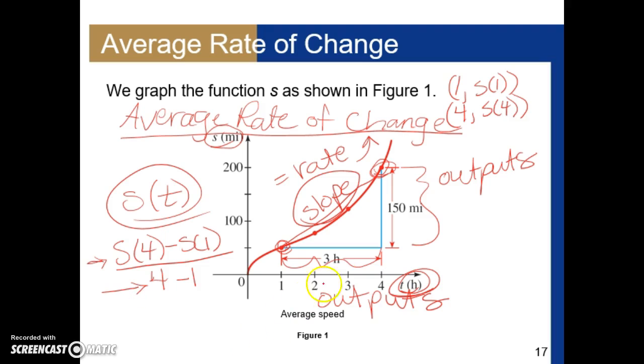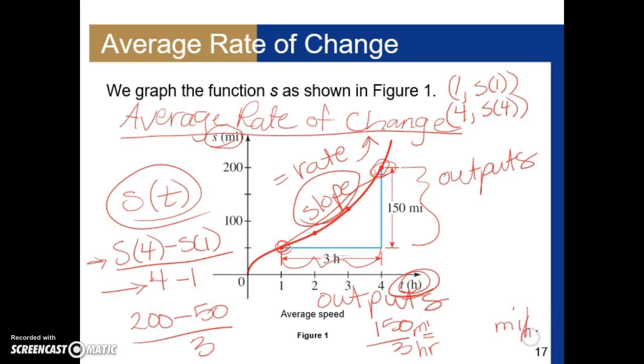over change in independent variable. So here the average over this 3-hour period would be s of 4, which is 200, minus s of 1, which is 50, over 4 minus 1, which is 3. So it would be 150 over 3. So there is our average, and that's miles per hour. So the miles per hour would be our units, and that will go in there 50 times. So 50 miles per hour.